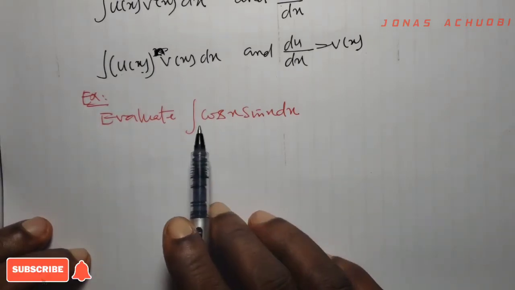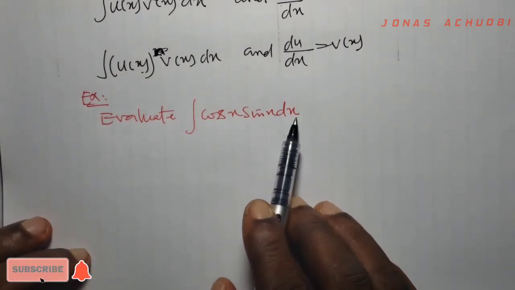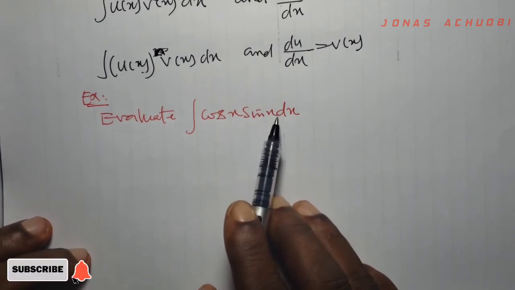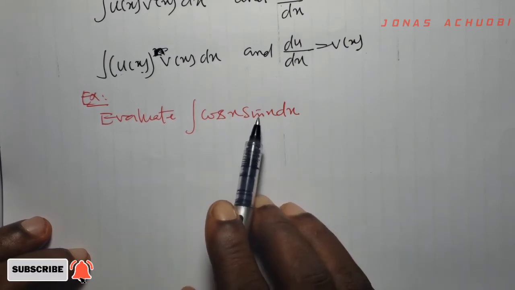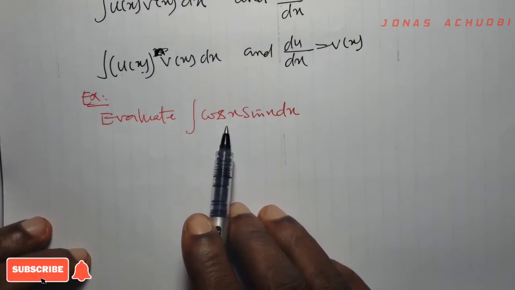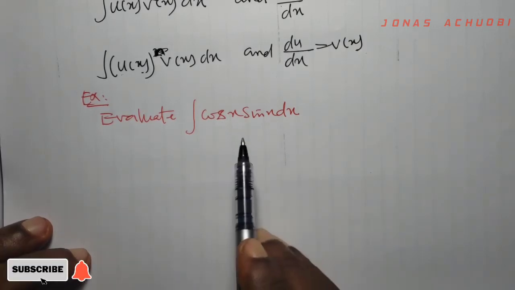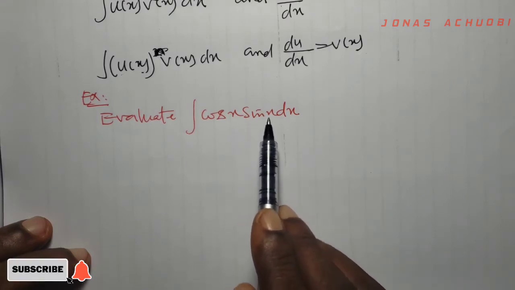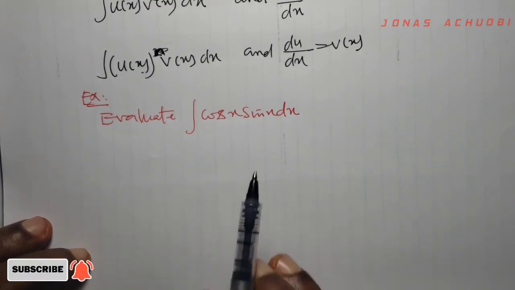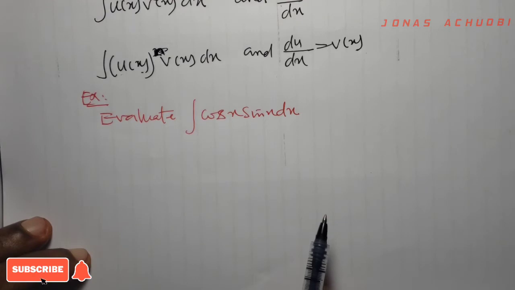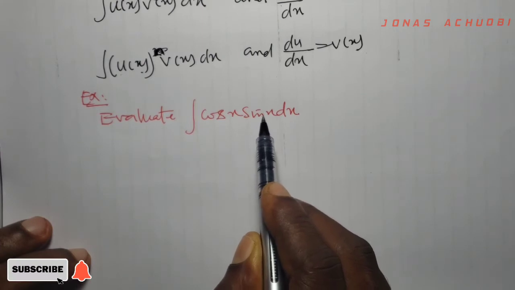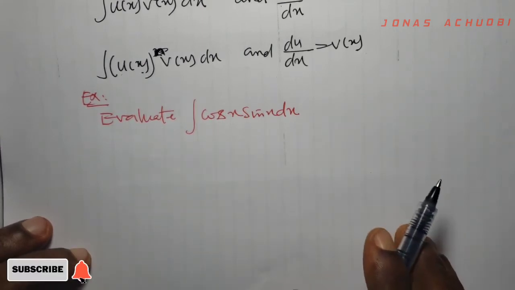Let's evaluate the integral cos x sin x dx. In this integral, our u(x) is cos x and our v(x) is sin x. Or you can call sin x your u(x) and cos x your v(x). How do we know if we have to apply this method or not? Observe the following. If we differentiate sin x, what do we get? Cos x. That is all you need to identify in a particular integral to apply this method. We observe once again that if we differentiate sin x, we get cos x, and that is all we need.